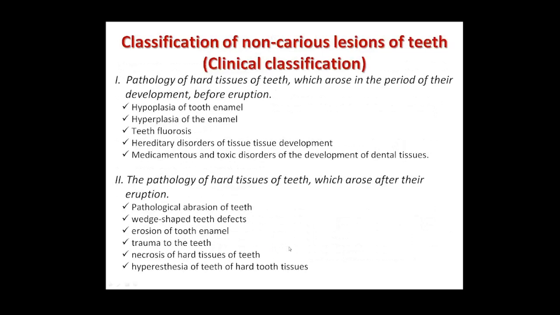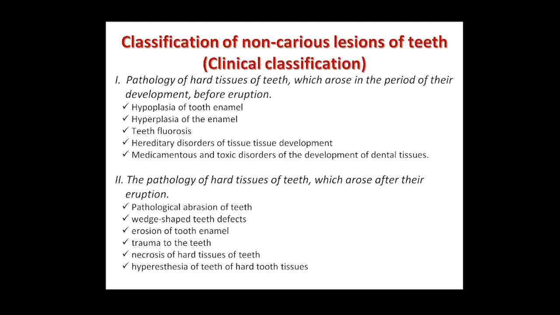And there is classification of non-carious lesions of teeth. We have two types of classification. The first one is clinical classification. It includes two groups of pathology. The first one is pathology which arose in the period of teeth development before eruption.